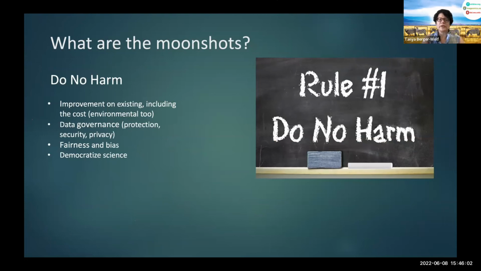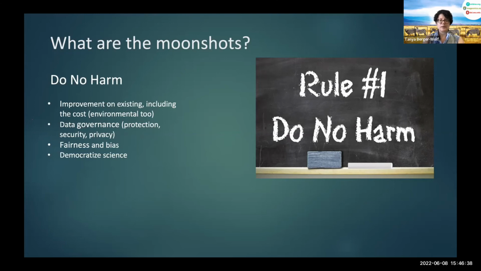And then, of course, all of this has to be in the context of doing no harm. We have to improve on existing approaches, including the cost and environmental cost. All of this technology is energy hungry, rare-metals hungry, materials hungry, and water hungry, and it has a huge CO2 footprint. So is it worth it? And we need to worry about data governance and security, protecting not only the people but the species, the endangered species information. So in the effort to protect the species, we don't disclose information that can destroy them.